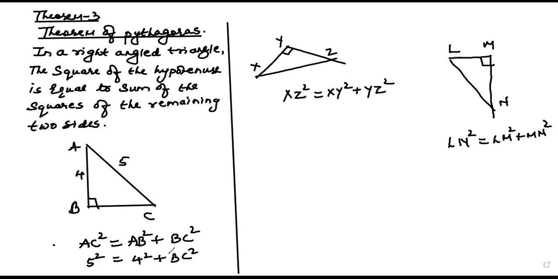So BC square equals how much, child? Here I write 25 equals 16 plus BC square. So what will happen? 25 minus 16 is equal to BC square. So 9 is equal to BC square. So BC equals 3.